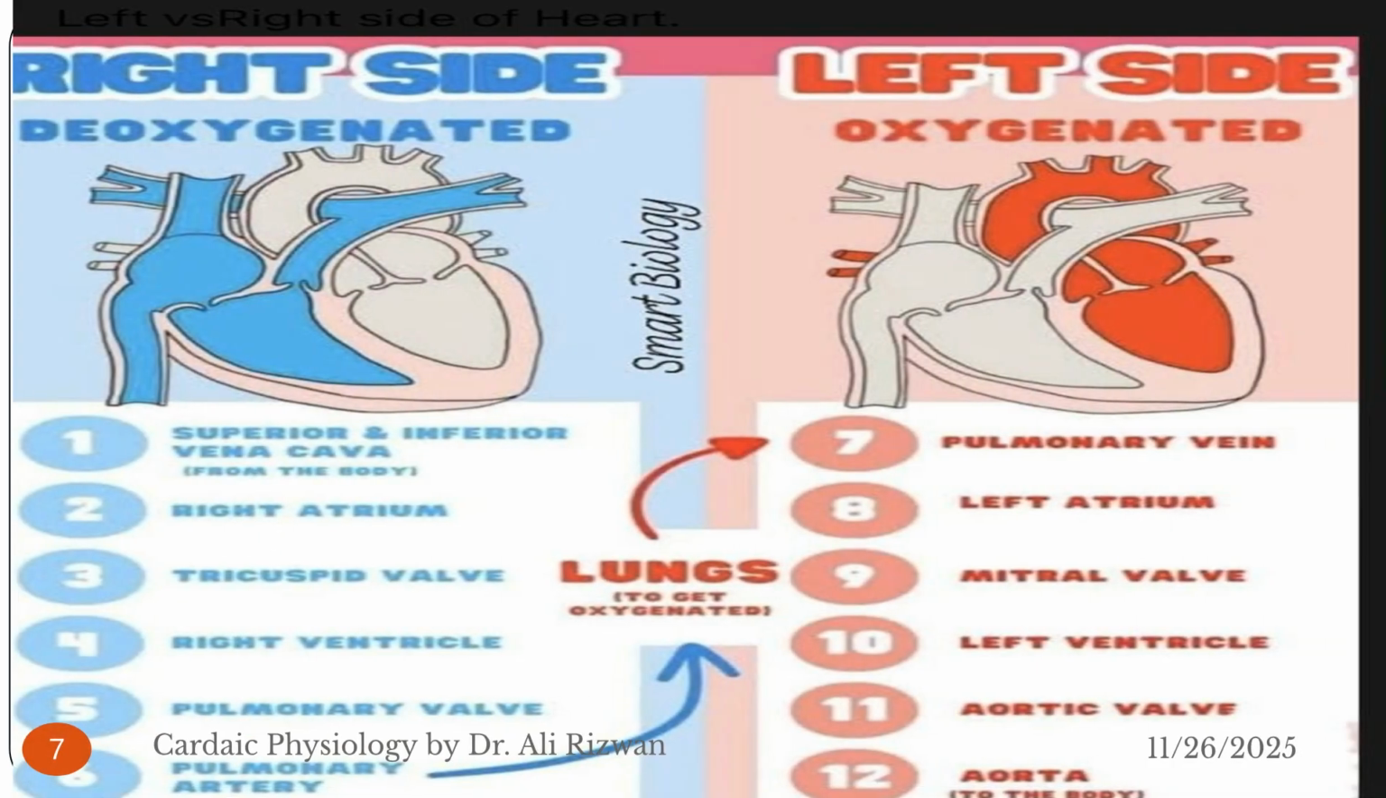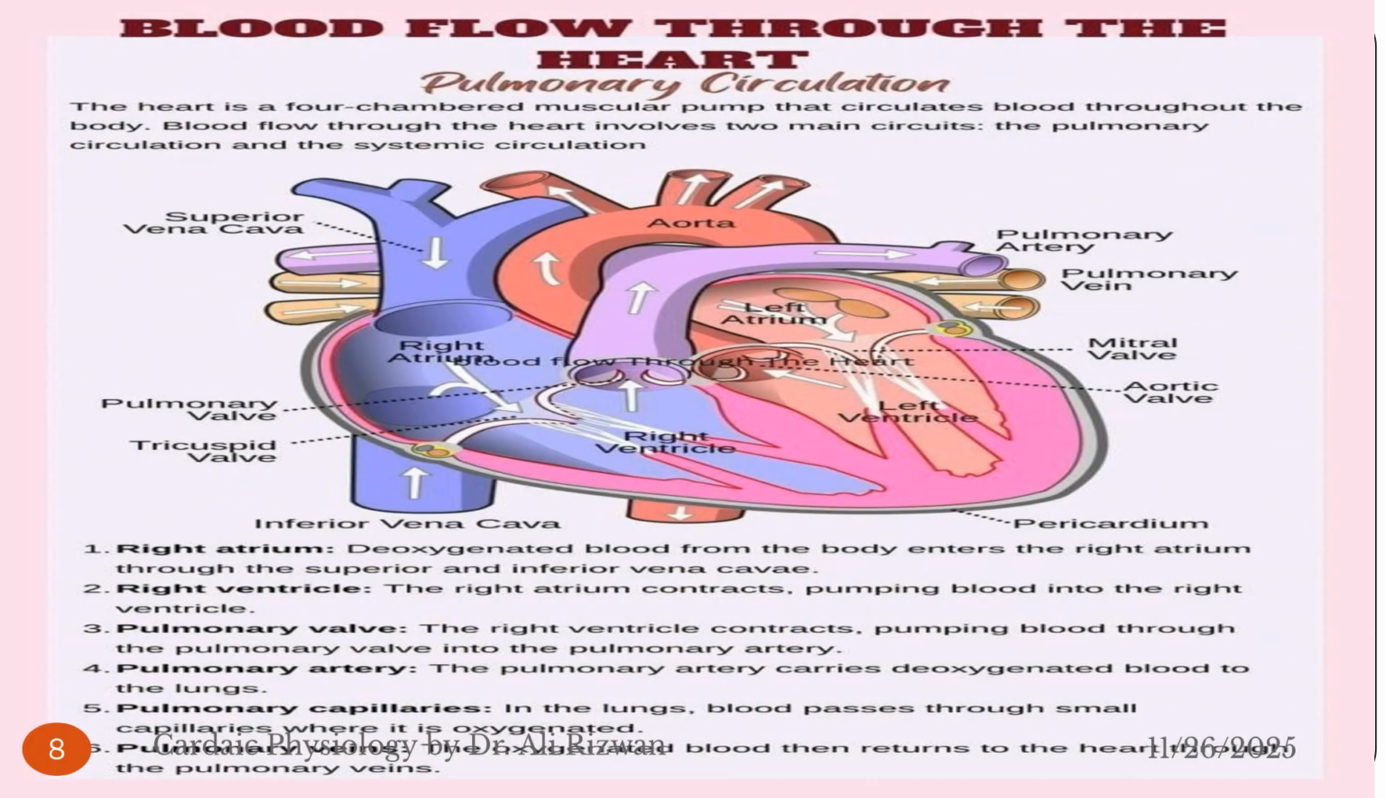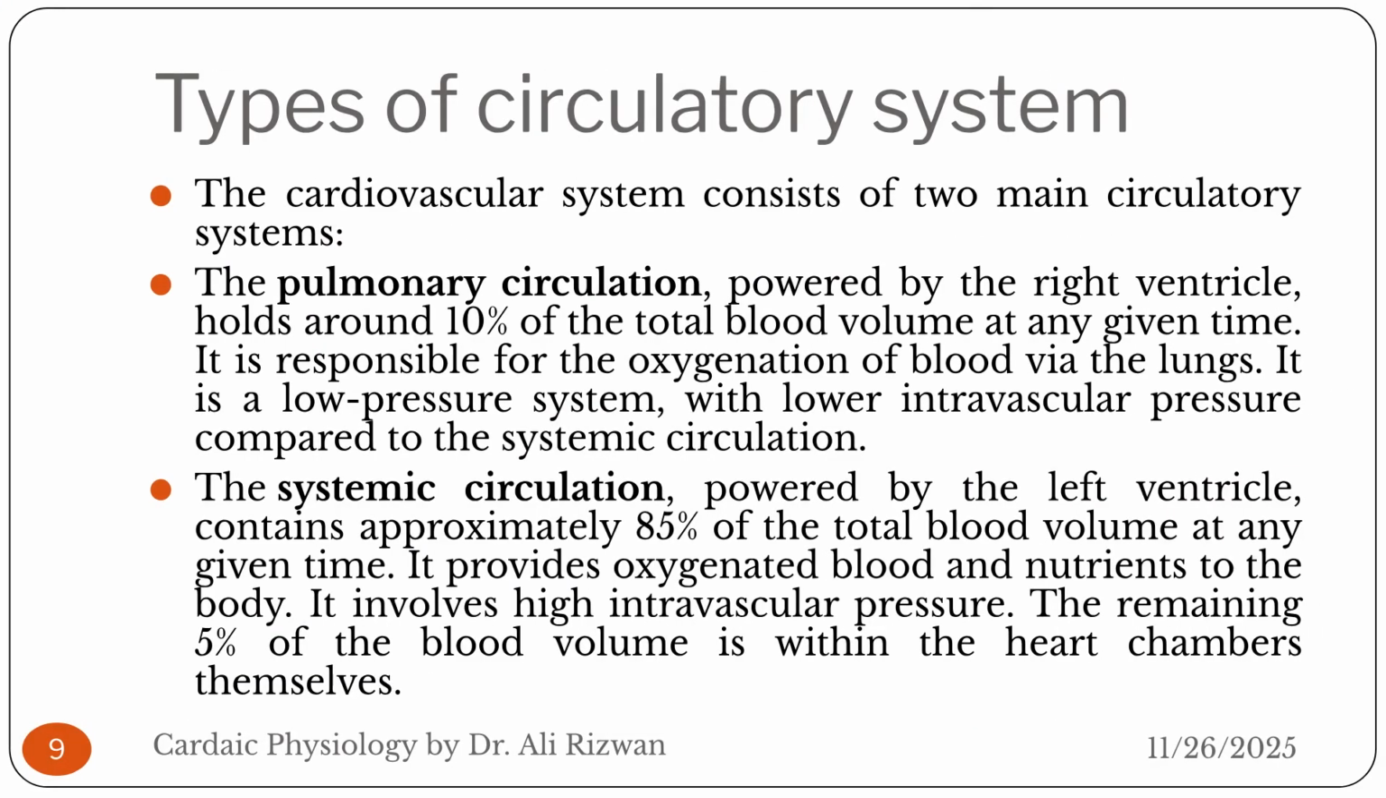This chart summarizes the path of blood through both the right and left sides of the heart, highlighting the transition through the lungs. Here we see the pulmonary circulation process, outlining the sequence of blood flow from the right atrium through the pulmonary system to become oxygenated. The cardiovascular system includes two main circuits. Pulmonary circulation is a low-pressure system responsible for gas exchange in the lungs, while the high-pressure systemic circulation delivers oxygenated blood to the rest of the body.